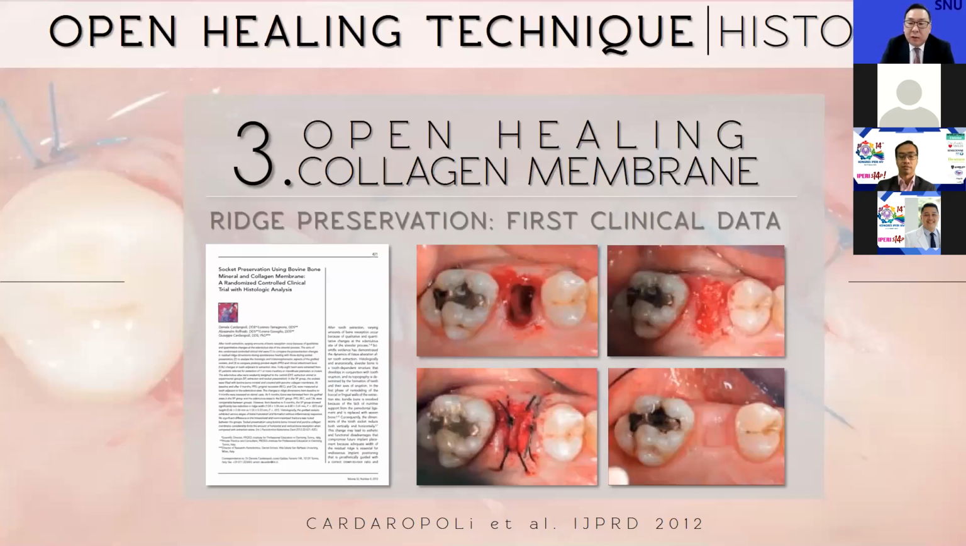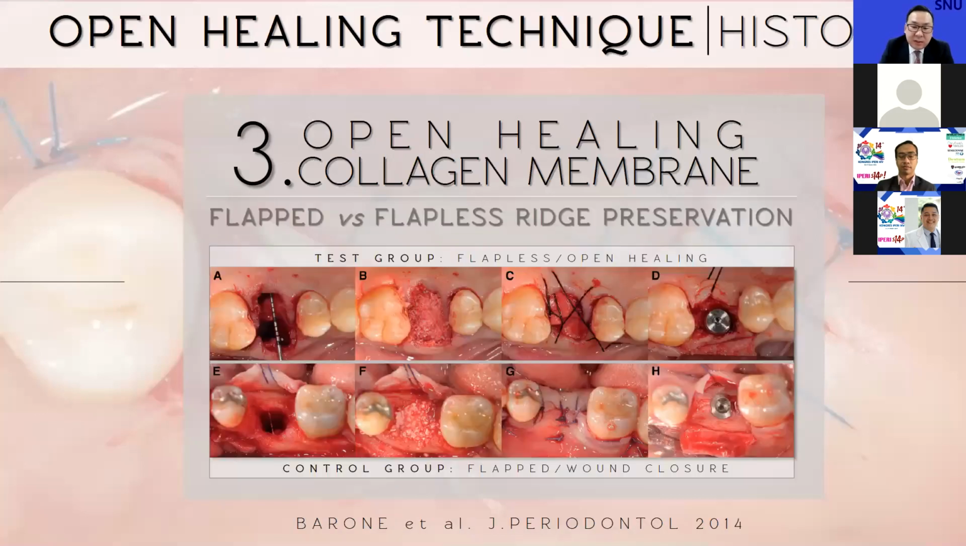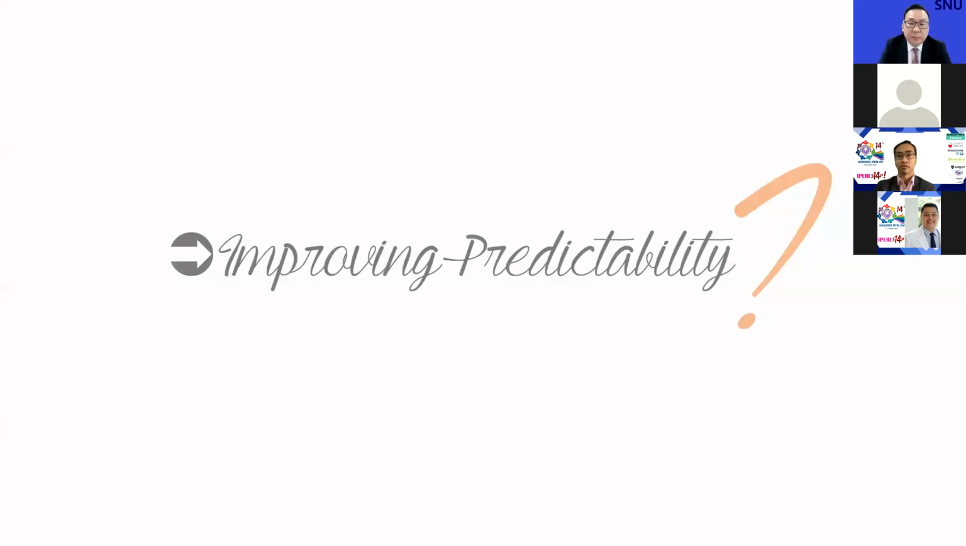And then we come to this study by Dr. Barone et al. in 2014, where the flapless open healing group was compared to the flapped wound closure. And now we come to today's topic: how can we improve the predictability of these procedures?